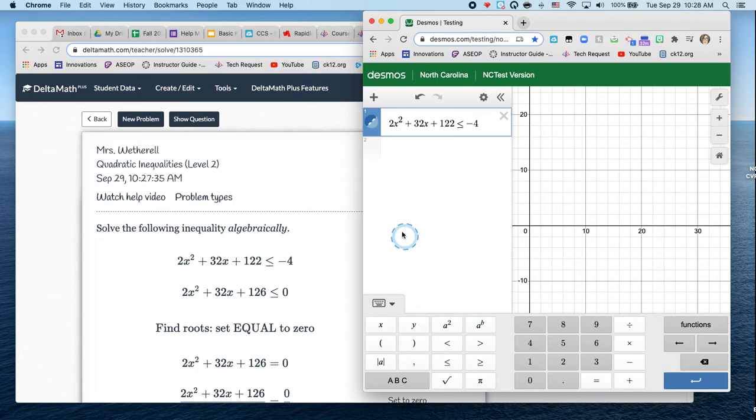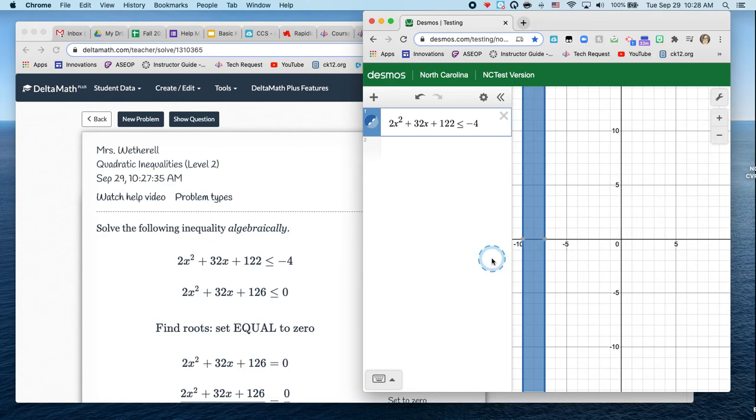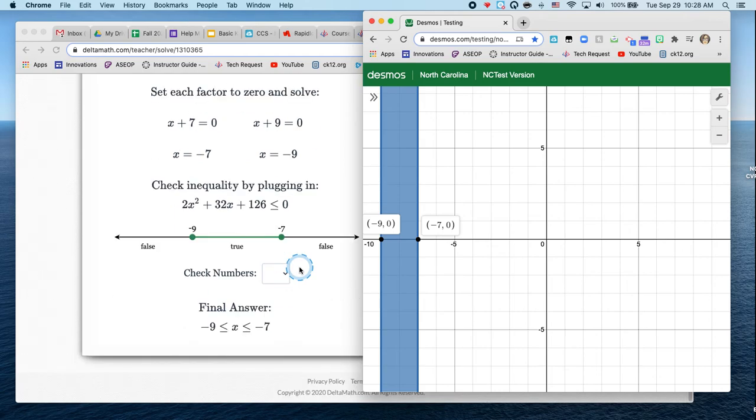Okay, so let's see what the solution is if I'm graphing that. So make sure I typed it in right, 2x squared plus 32x plus 122 less than or equal to negative 4. So looking at my graph now, I can see that. So what is the shaded region? Again, I have a negative 9 and a negative 7. So what is shaded? The area between negative 9 and negative 7.